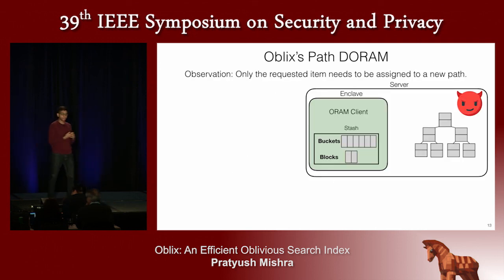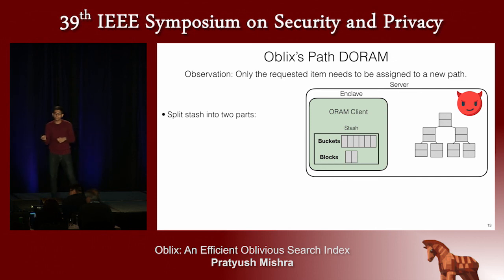We improve upon this by making a key observation. The idea is that when you read a path, you get not only the item that you wanted, but also these other items that are irrelevant to your query. Furthermore, you're only really reassigning the single item that you requested. All the other items already live in the correct buckets, so we don't need to reassign them.